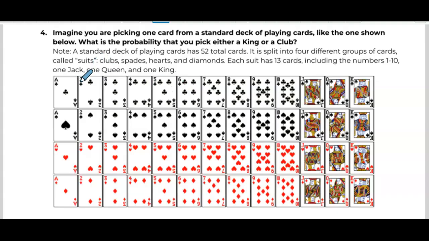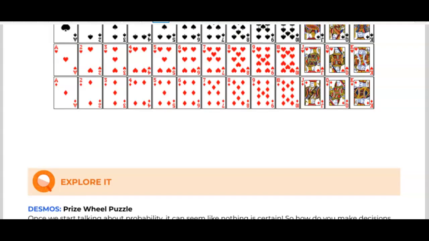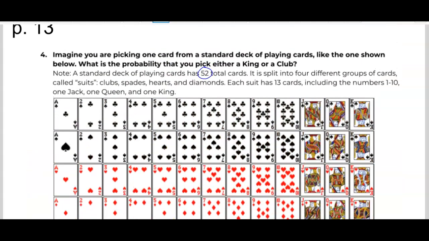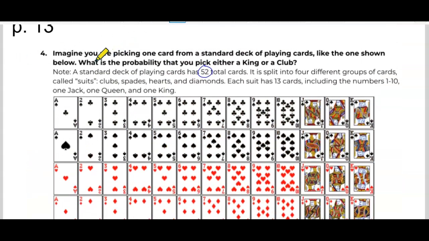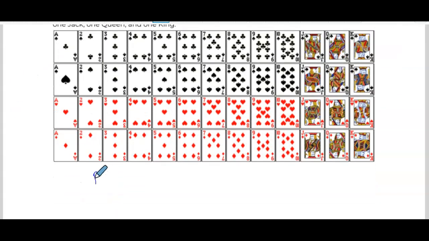All right, so if you look across here, there's 13 here, 13 here, 13 here, 13 here, total is 52. So anytime we're doing a cards problem, the denominator is going to be 52 if we're dealing with the whole deck. Okay. So, what is the probability that we pick either a king or a club? All right, so king or a club. Probability of a king or a club.